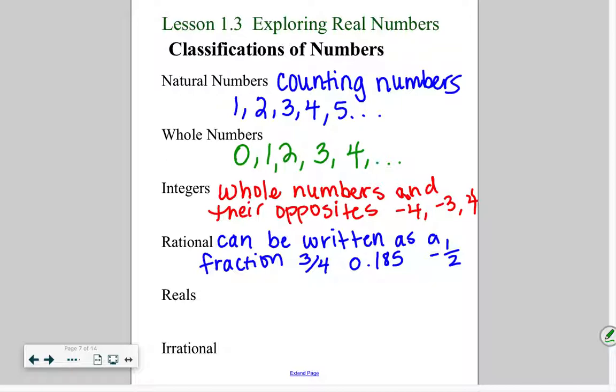Do you remember what real numbers are? I just kind of gave it away, didn't I? Your last one is, in our case, going to be all numbers that we are concerned about in 8th grade. Real number is all numbers right now.